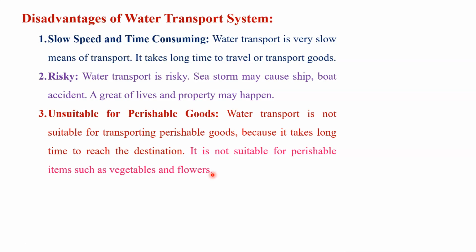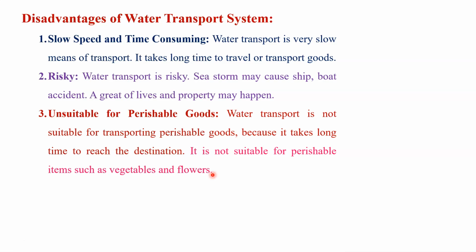So if you want to carry perishable things like vegetables, flowers and other things, water transport is not suitable. For that purpose, we require road transportation or maybe air transportation.